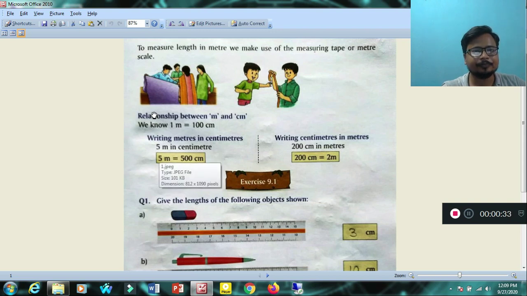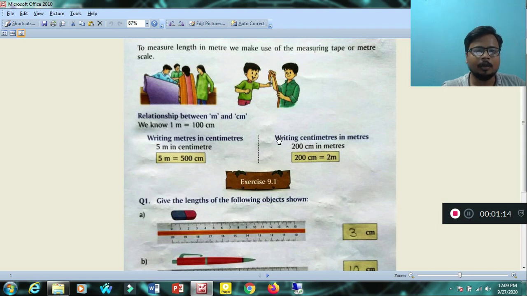As you can see here, relation between meter and centimeter, m and cm. We know 1 meter equals 100 centimeter. Writing meters in centimeters: 5 meter in centimeter equals 500 centimeter. Means when we convert meter into centimeter, we multiply with the given number. For example, if we are converting 5 meter into centimeter, what we have to do? We have to multiply the given digit 5 with 100, and the answer becomes 500.